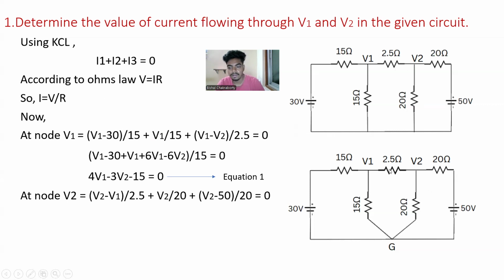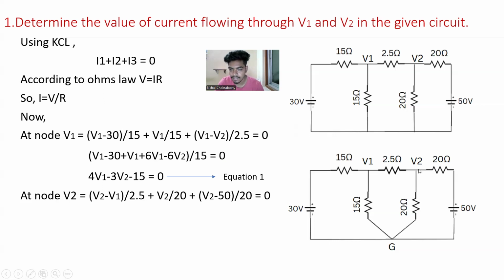At node V2, we solve in the same way. Firstly we take the first branch, V2 minus G, node to node. G is 0, and we have a potential difference in between. So V2 minus 50, divided by 20 ohms. This is the I3 we took, as this branch. So V2 minus 50 by 20.